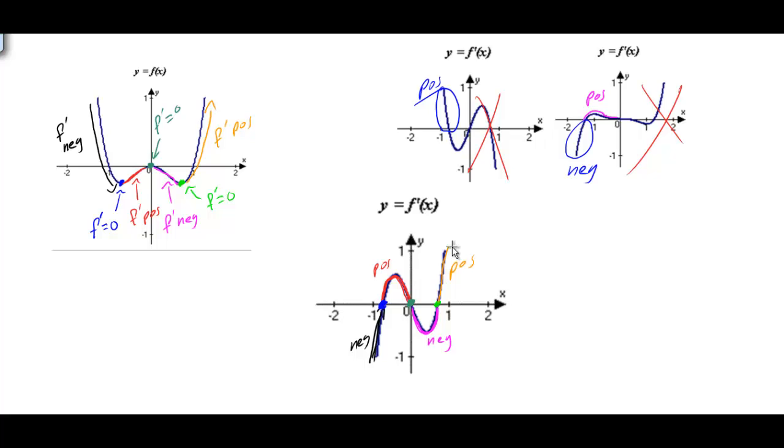The easiest thing to keep in mind is when you have a horizontal tangent over here at the blue and these two green dots, that's where your derivative is going to cross the x-axis because the slope or the derivative is equal to 0.